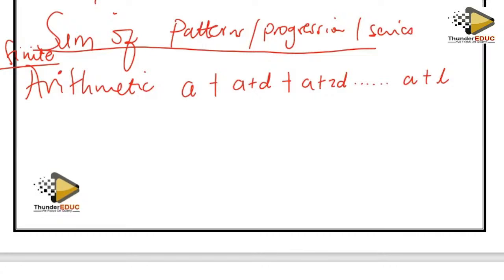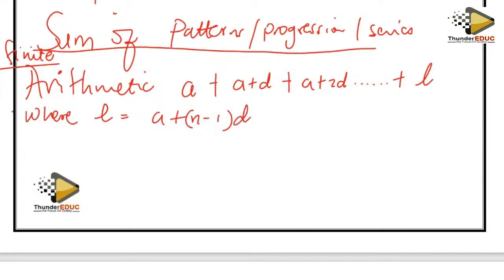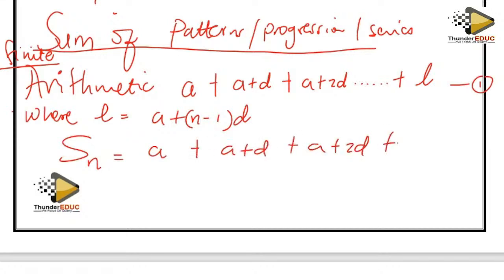Let me just say L as my last term. Okay, where I'm saying L is the same as a plus (n minus 1) into d. So this can be my equation. In other words, I'm saying my Sn is going to be all of this, the sum. I'm adding up everything: a plus (a plus d) plus so on and so on plus L.